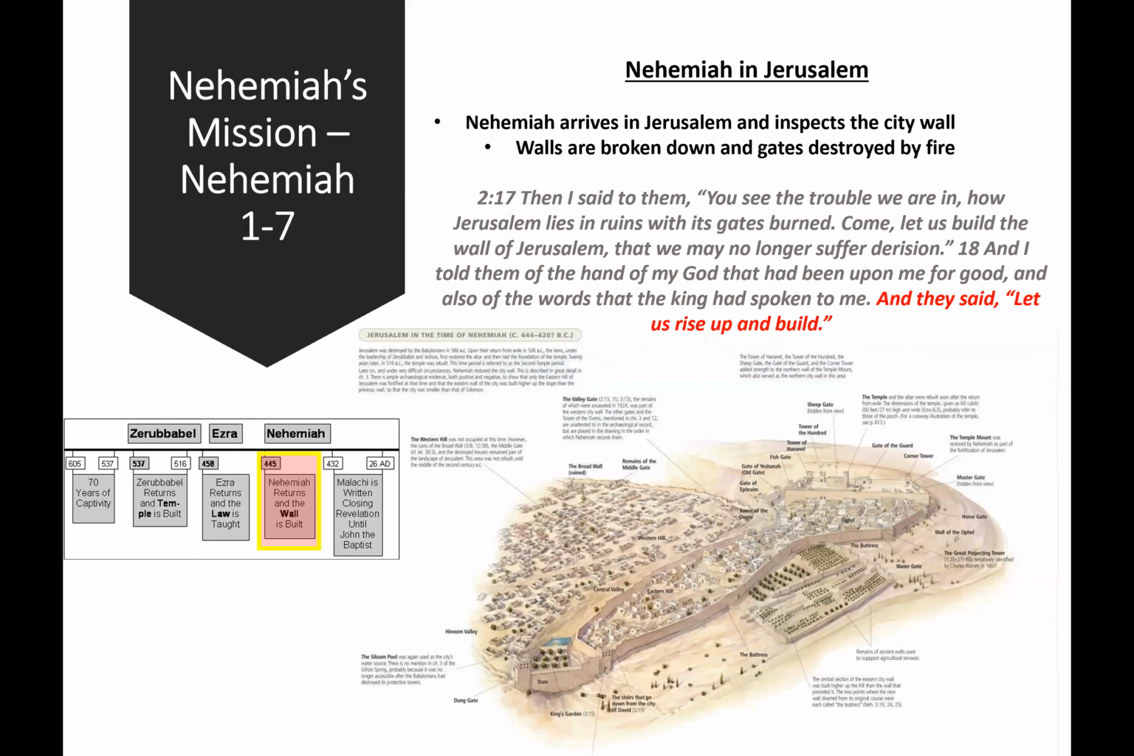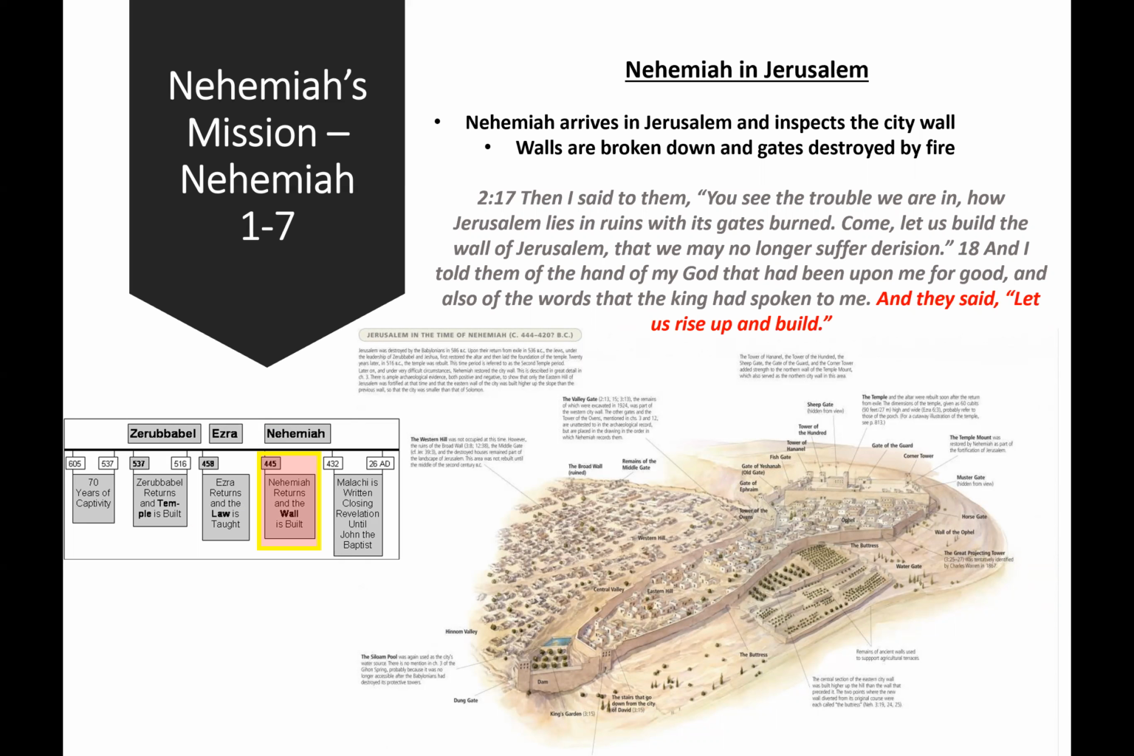So Nehemiah arrives in Jerusalem and inspects the city wall and finds that the walls are all broken down and that the gates are all destroyed by fire. So you see a little picture of what the city would have looked like at that point before it was destroyed. So this is how much of the city wall is destroyed. This entire thing is destroyed. And so Nehemiah is in awe of the devastation.